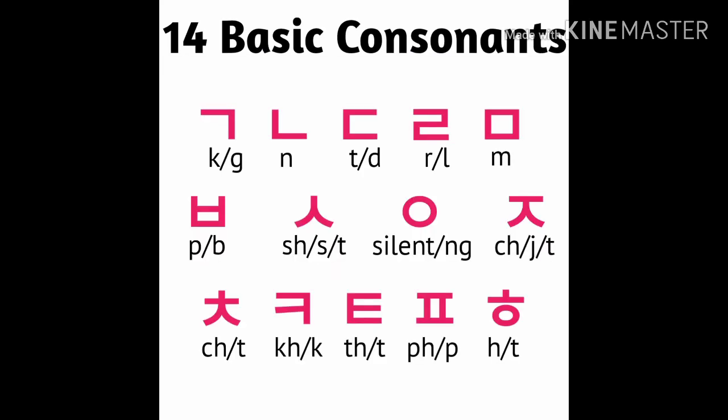Alright, these are the 14 basic consonants. I hope you learned something and I hope you familiarize yourselves with the consonants as well as every rule, because in the next lesson, we will discuss the 5 double consonants.